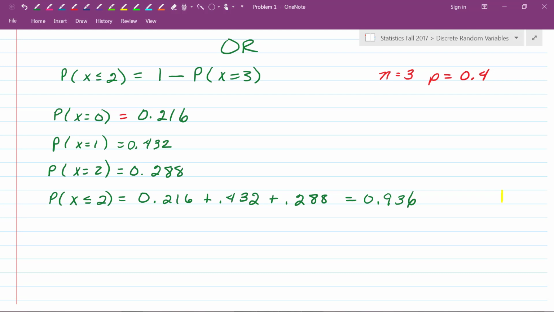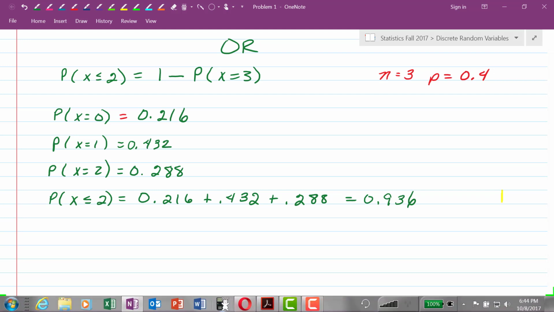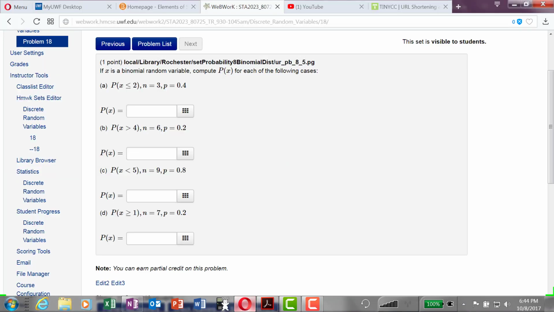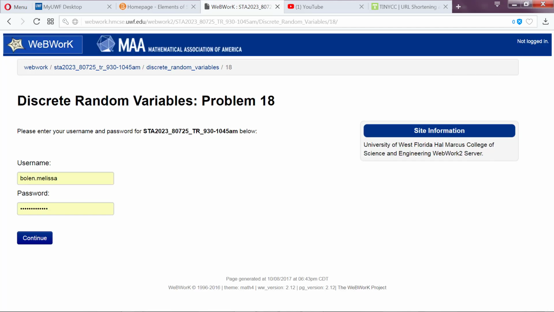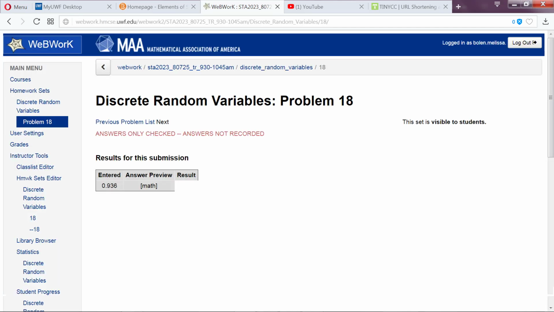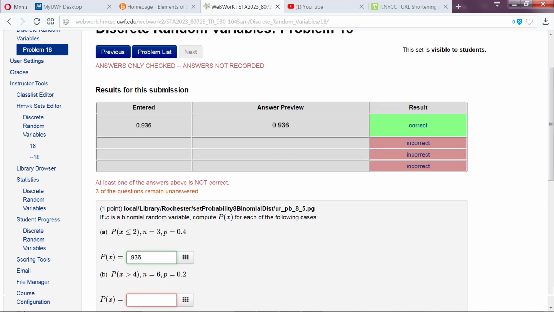Okay, so I found my calculator and I added 0.216 plus 0.432 plus 0.288, added all that together, and I got 0.936. So now we're going to switch gears and put 0.936 in. We're going to check our work and see if it likes our answers. Yep, we got the correct answer.